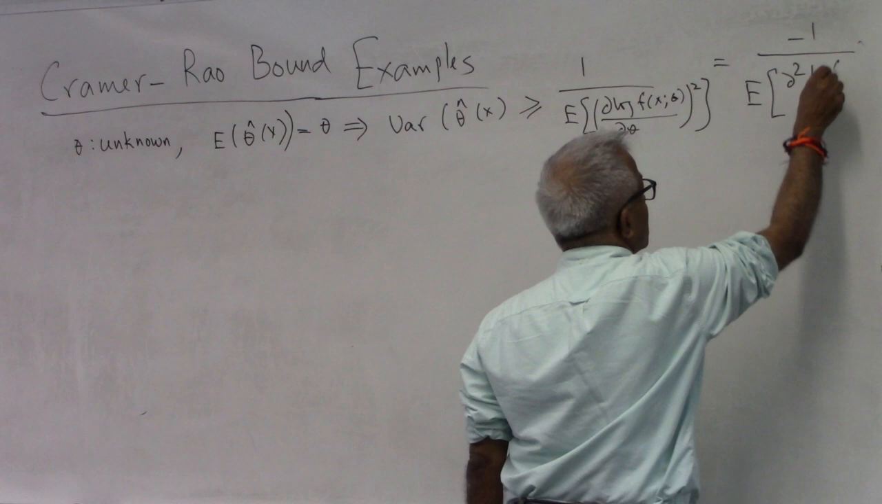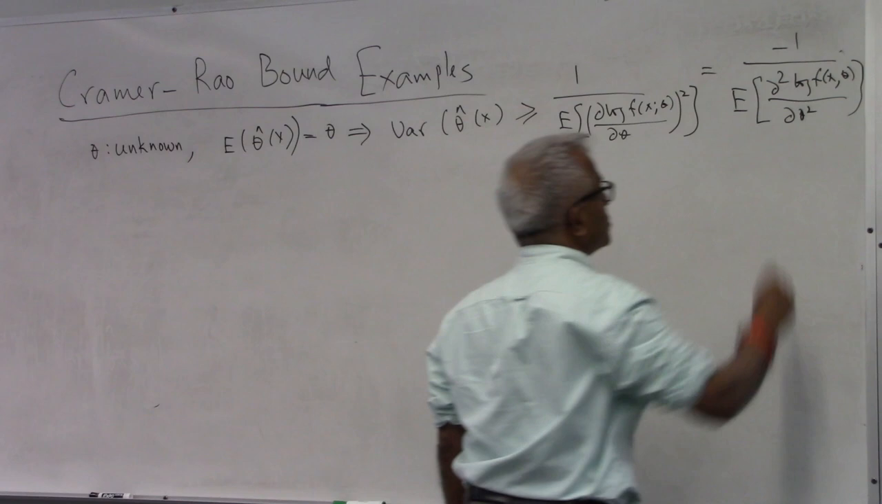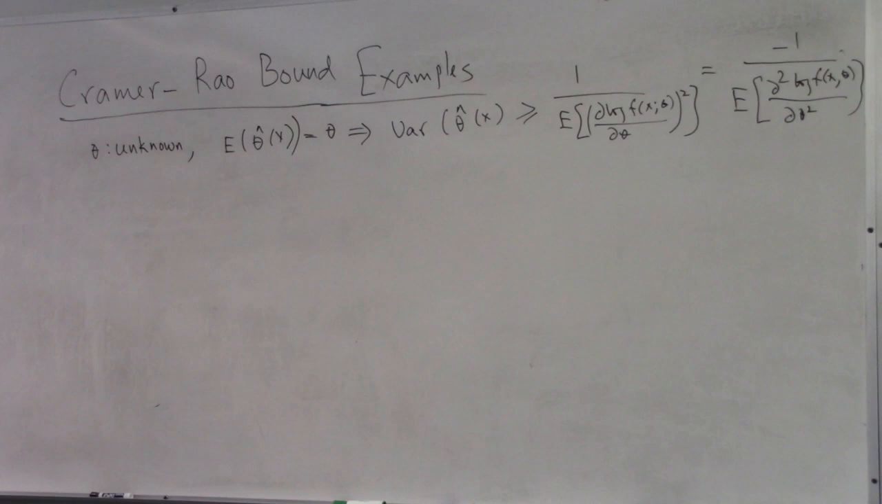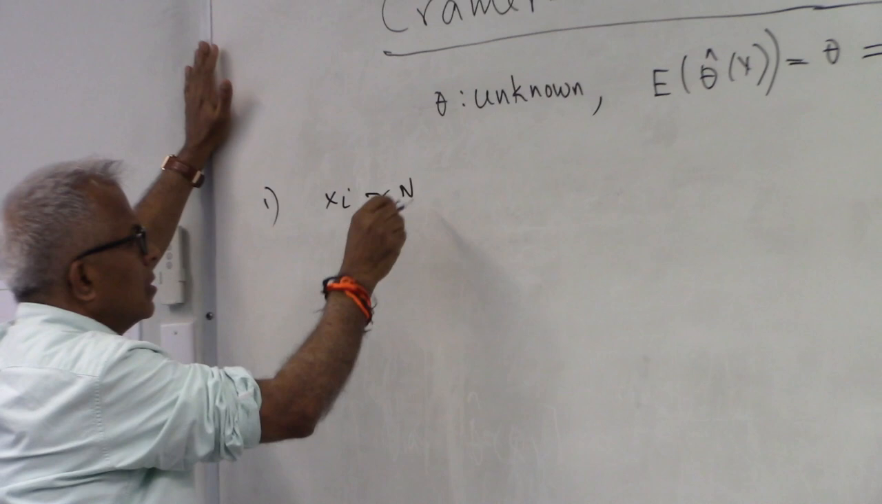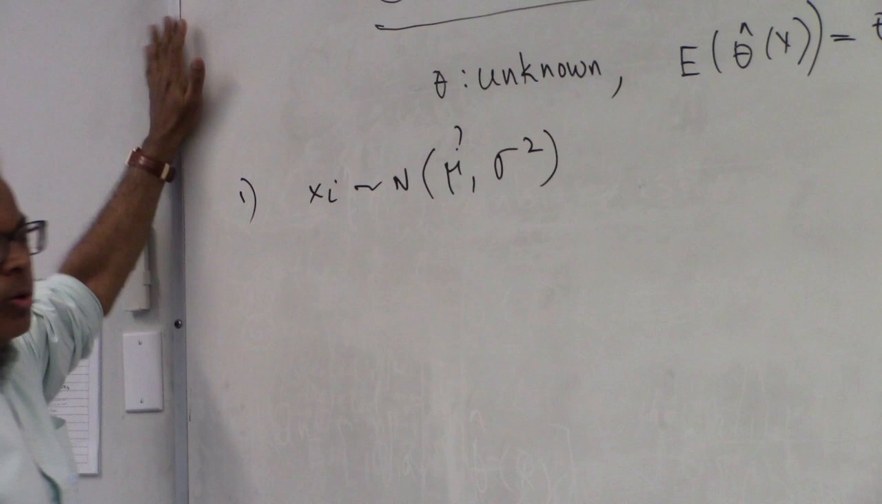So let me do a couple of examples where it's an efficient estimator. Then I'll show you a case where it is not an efficient estimator. So it's our classic example. Let's assume that the data is Gaussian with mean and variance. And here we'll do one by one. We'll assume that the mean is unknown.